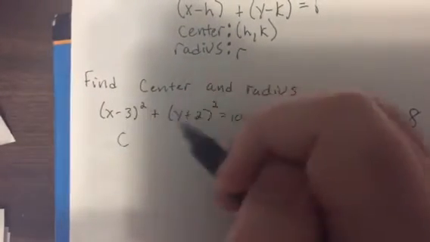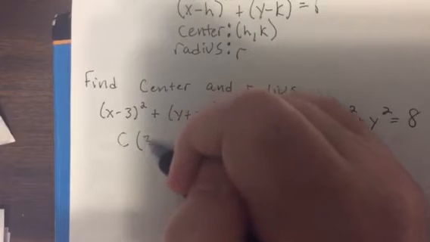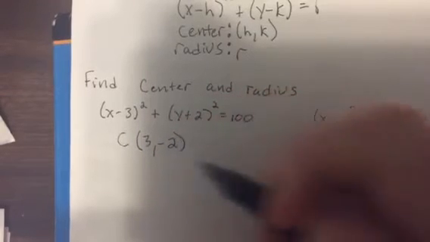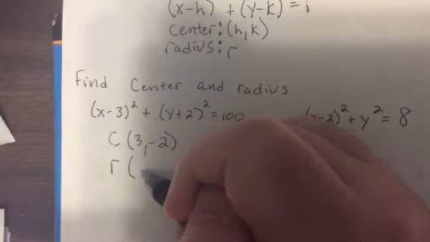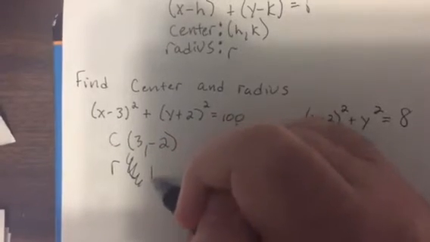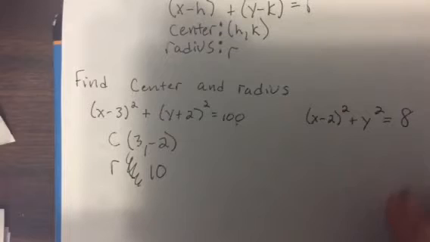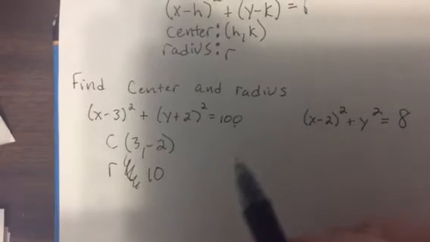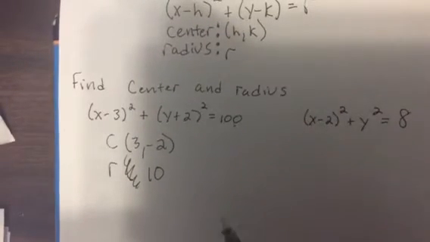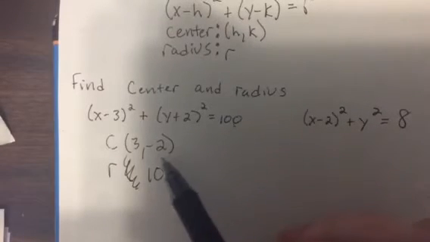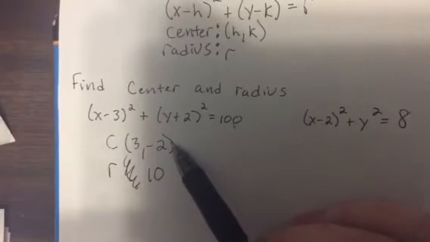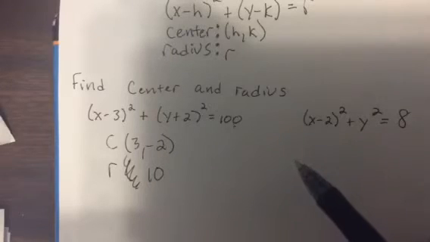The center would be (3, -2). And the radius is the square root of this number. Square root of 100 is 10. So if I wanted you to graph this, but normally I don't have you graph circles, there's not much to it, and it's hard to do without mathematical instruments. You go to the point (3, -2), and then go 10 units out.